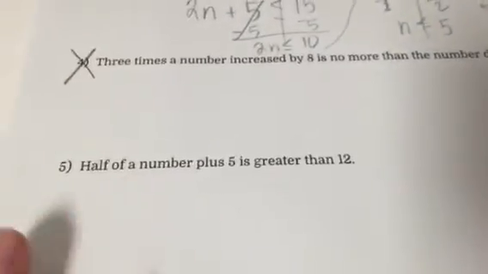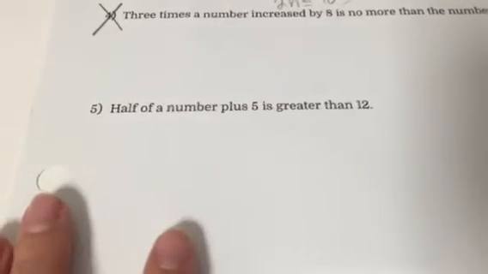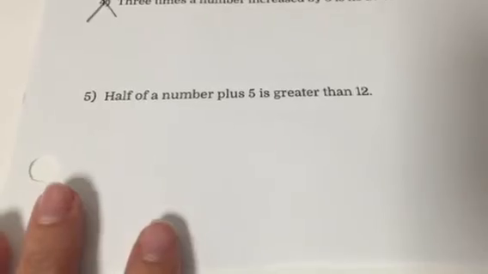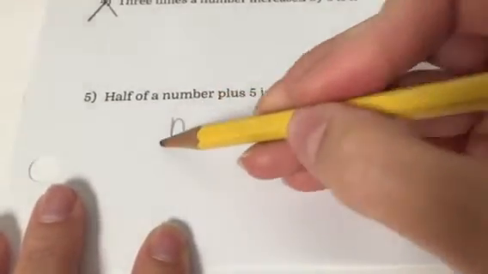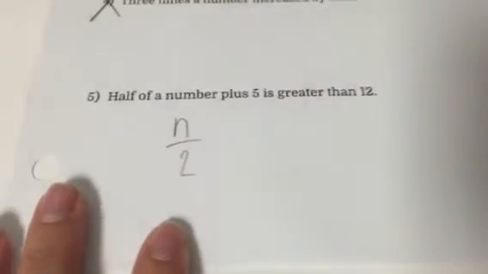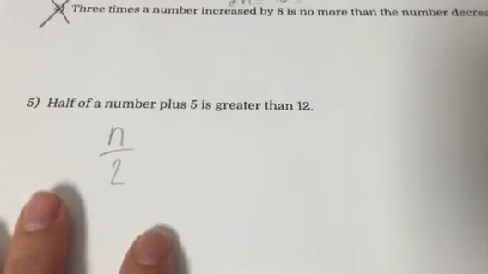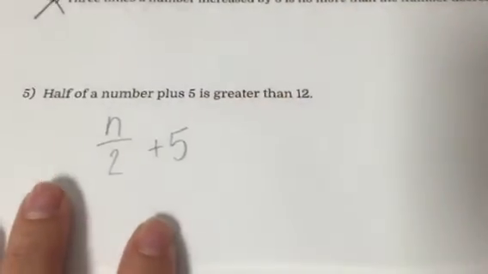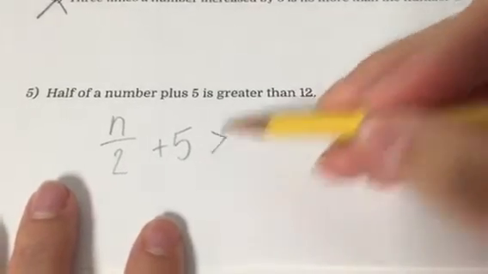All right. And then the next one, we're going to skip number 4. Remember, you don't have to do that. And we're going to go to number 5. So it says half of a number. So I don't know the number, but to do half of a number, you just divide it by 2. So half of some number plus 5 is greater than 12. So I'm going to need the greater than sign, 12.